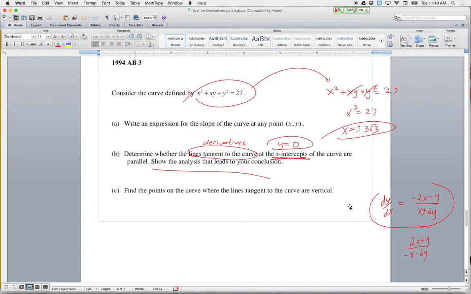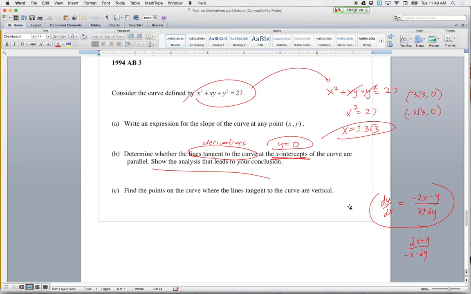All right, plus or minus 3 root 3. You got it? That's the x-intercepts. Now, I want to show that the tangent lines at these x-intercepts are parallel. So what am I going to do with the x-intercepts? I'm going to take (3 root 3, 0), because it's an x-intercept, and (negative 3 root 3, 0), because it's an x-intercept. And I'm going to plug both those points in and see what the slopes are.